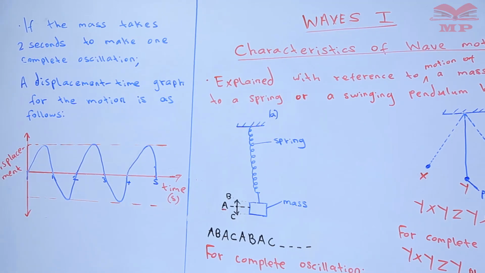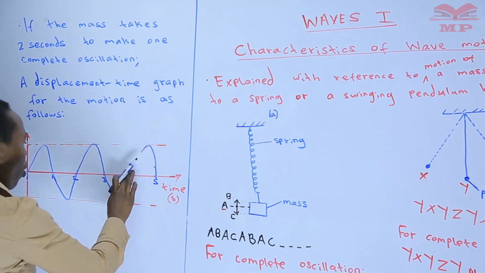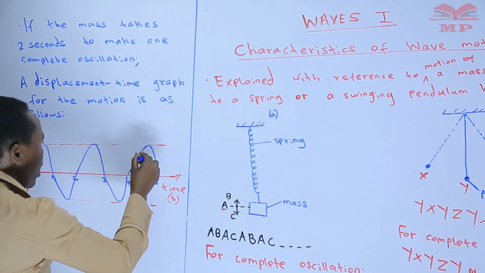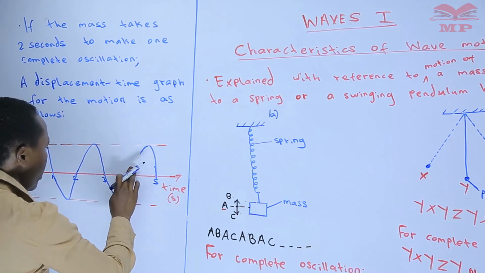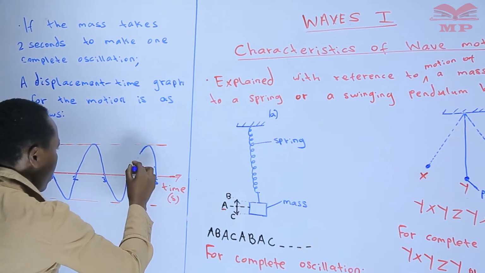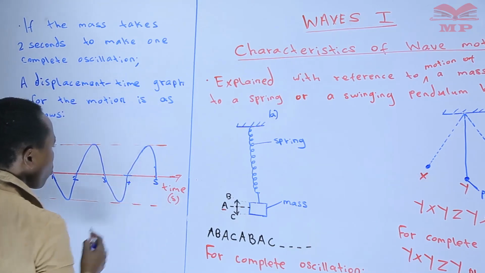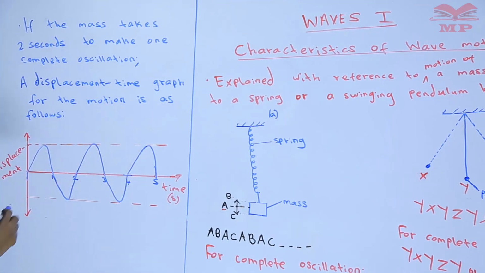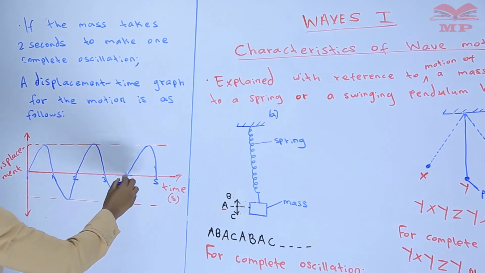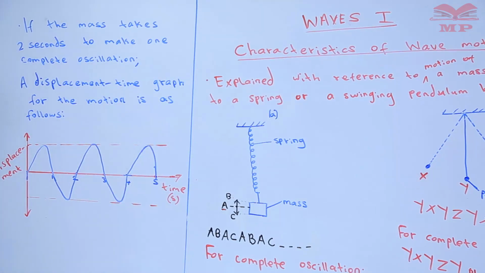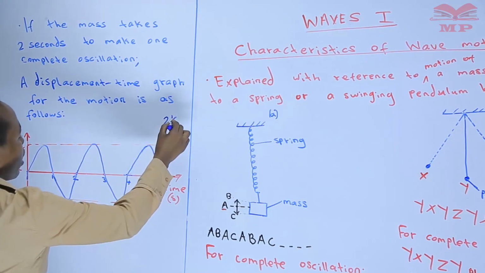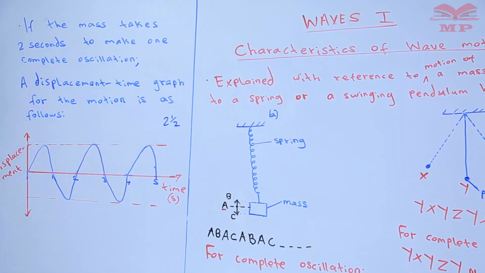So I want us to consider this wave. This is the wave. These are 2 seconds. Maybe I can ask you to count how many oscillations can you see in this wave? What's the number of oscillations in this wave? How many are they? We can count them. We are having 1, 2 and a half. So we have 2 and a half oscillations. So hope that is clear.